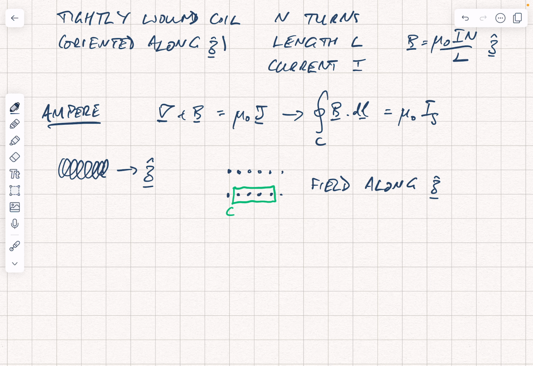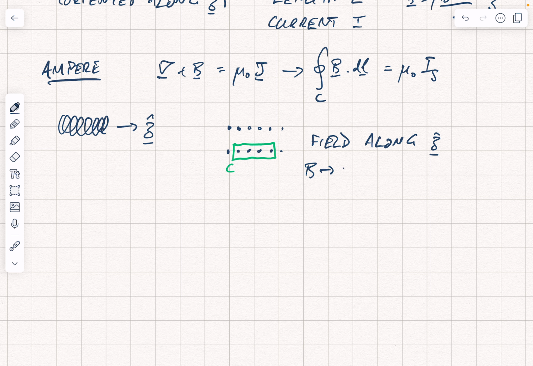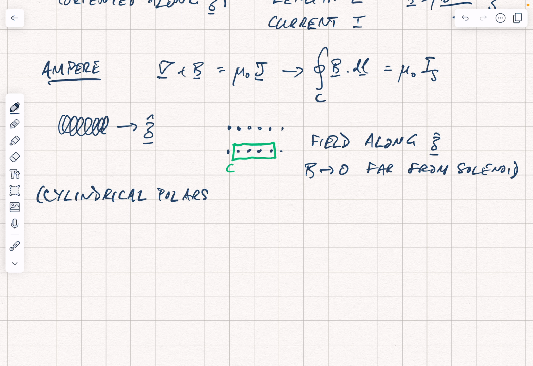The second thing is that we can argue with complete certainty that B will tend to 0 as we go very far away from the solenoid. Remember, we're working with cylindrical polars, so we have R, phi and Z, and in this case, where we're saying B goes to 0 far from the solenoid, that means as R tends to infinity.